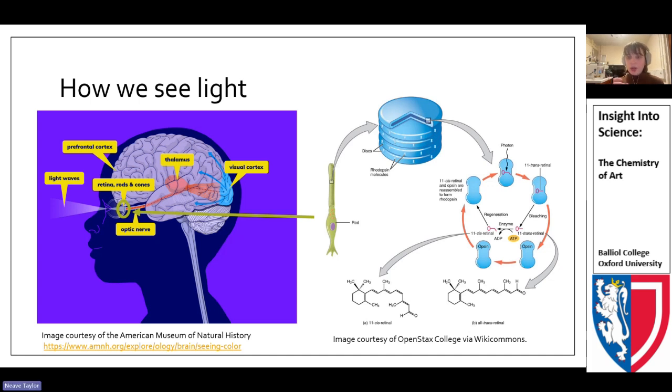And then in the case of the cones, their sensitivity to specific wavelengths is different, so that you build up this kind of red, green, blue picture of the world that your brain can process.